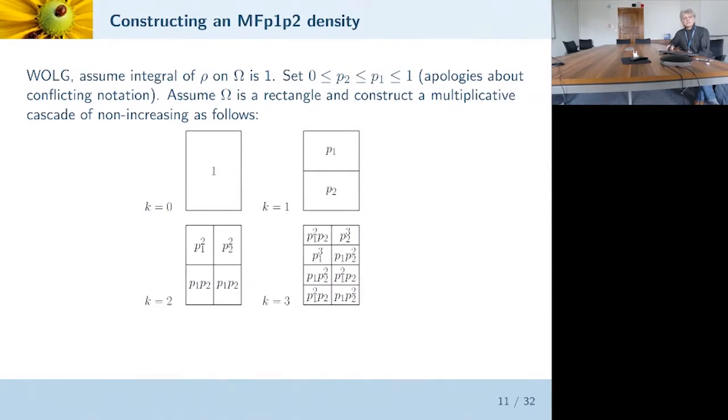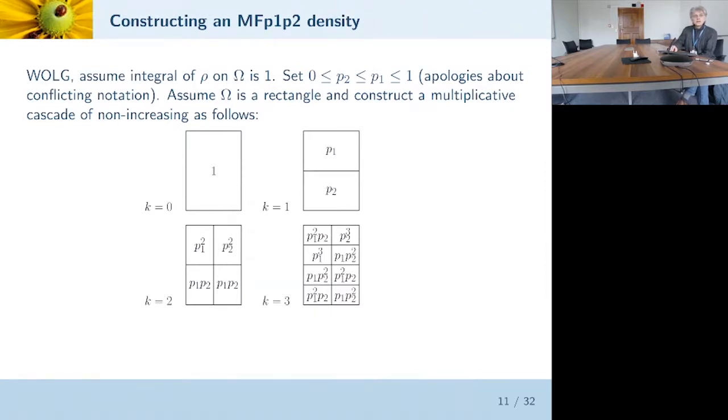This P1 squared is then multiplied by P1 and P2. P2 squared is multiplied by P1 and P2. P1 P2 is multiplied by P1 and P2, and P1 P2 is again multiplied by P1 and P2. And so we get P1 cubed, P2 cubed, P1 squared P2 three times, and P1 P2 squared three times. So this is just the standard cubic expansion of P1 plus P2 to the third.